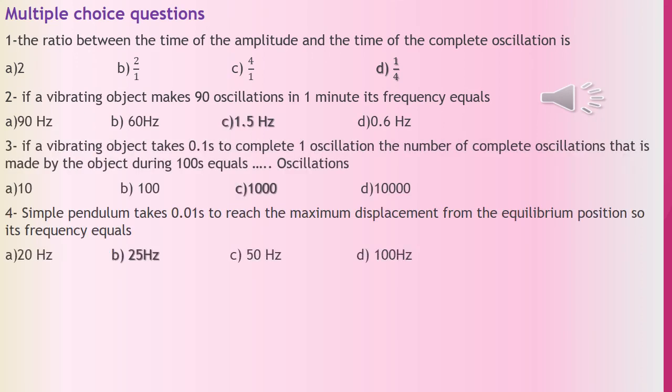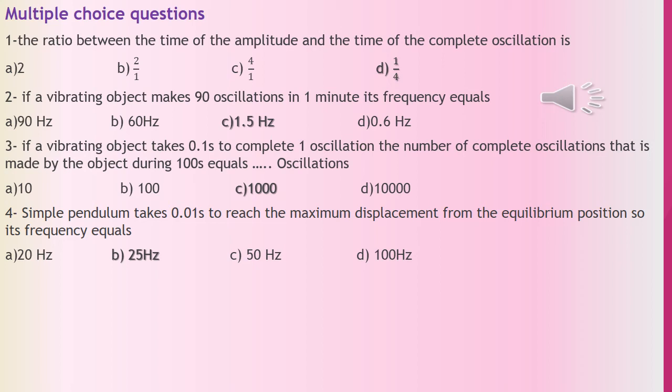Test your understanding. Number 1. The ratio between the time of the amplitude and the time of the complete oscillation is: 2 over 1, 4 over 1, 1 over 4. As we know, the relation between the complete oscillation and the amplitude is that the complete oscillation equals 4 times the amplitude. So the time of the amplitude to the complete oscillation is equal to 1 over 4.